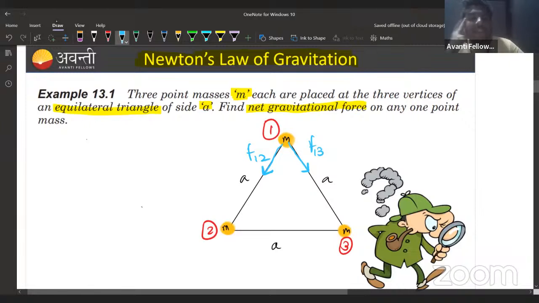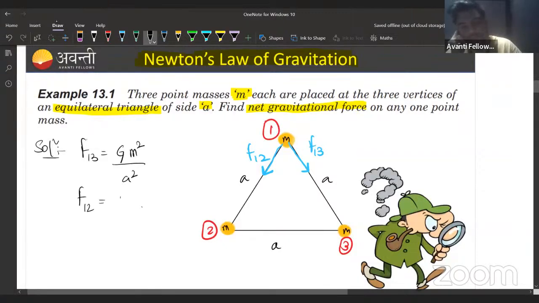Now, first calculating these values, let's see the solution. F13 is equal to G M1 M, first mass M, second mass is also M, so M square by the distance between them, which is a square. And then F12 is equal to G M square by a square. Now, what is the total force?